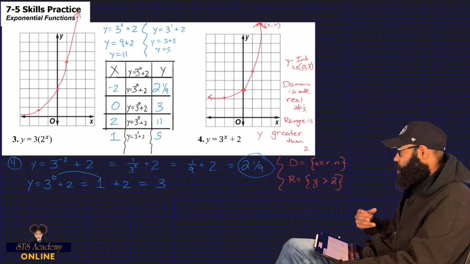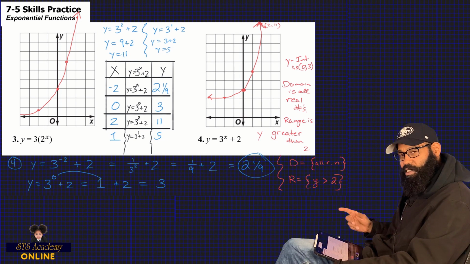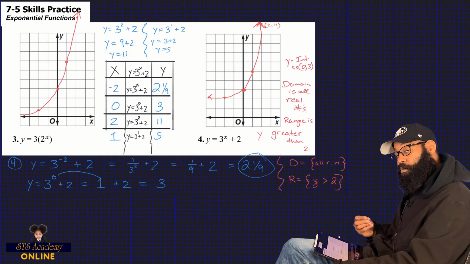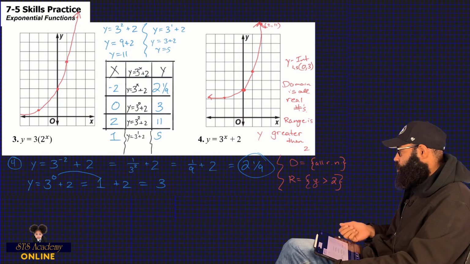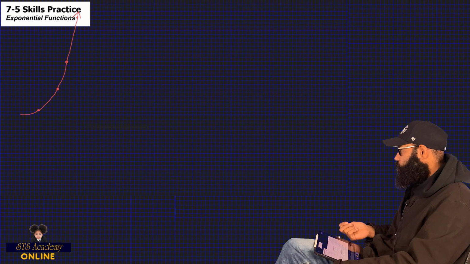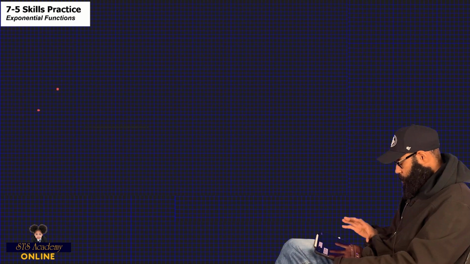Depending on your teacher, some don't like solution sets. Some just want you to understand the meaning of it. But the domain is equal to the solution of all the numbers. The range has values of y greater than 2.